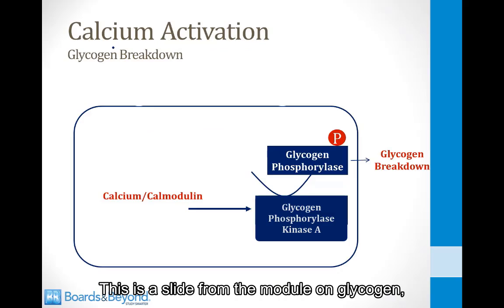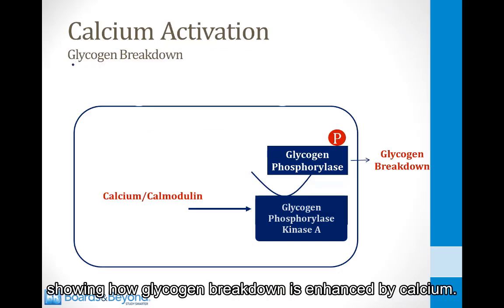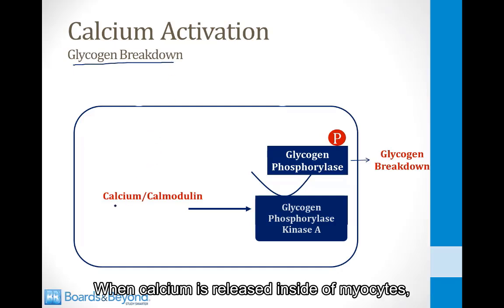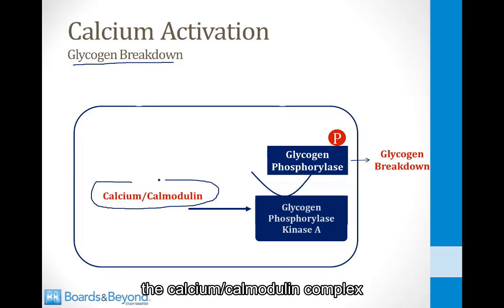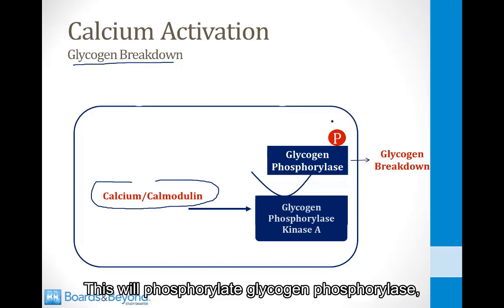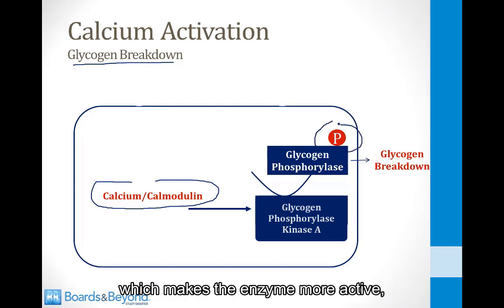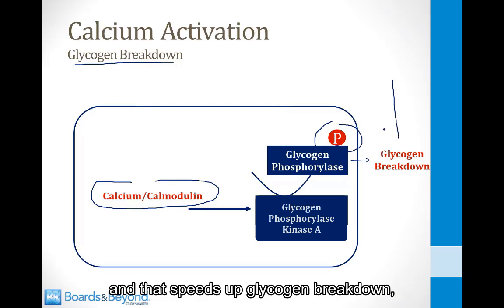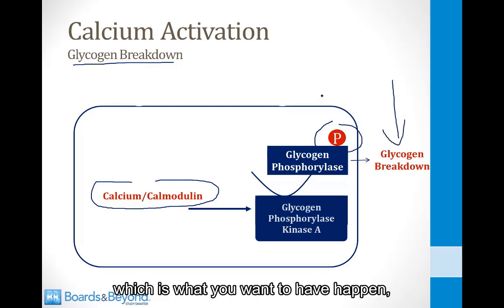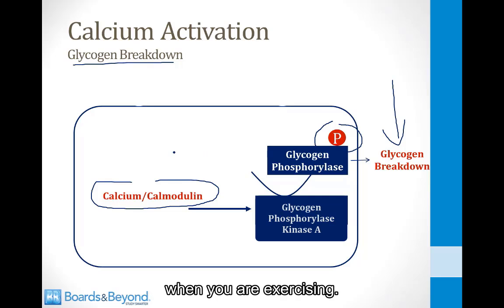This is a slide from the module on glycogen showing how glycogen breakdown is enhanced by calcium. When calcium is released inside of myocytes, the calcium calmodulin complex can stimulate phosphorylase kinase A. This will phosphorylate glycogen phosphorylase, which makes the enzyme more active, and that speeds up glycogen breakdown, which is what you want to have happen when you are exercising.